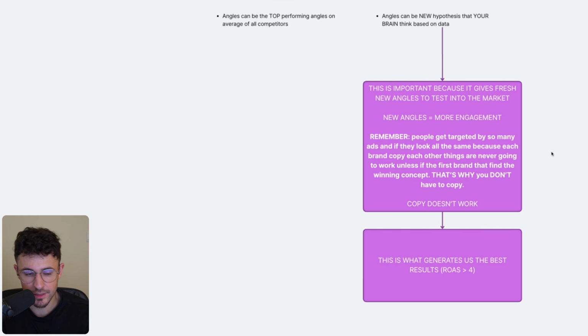And so people have seen the same angle, the same hook all over, because your ads are targeting the same people that your competitors are targeting, so you need to stand out. That's why copy doesn't work. Okay, and this is what generates us the best results in terms of return on ad spend. So when you see those 13x return on ad spend, all this data is coming from here.